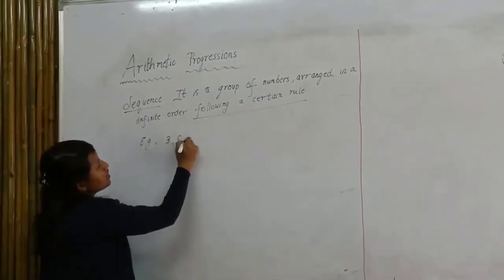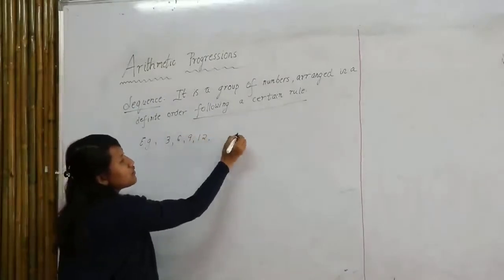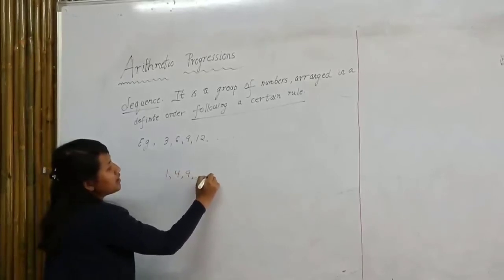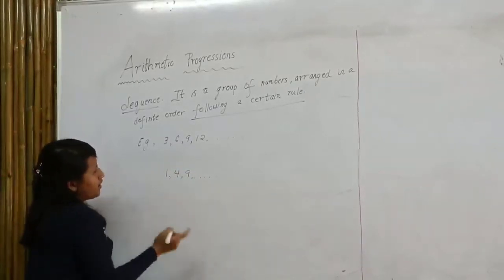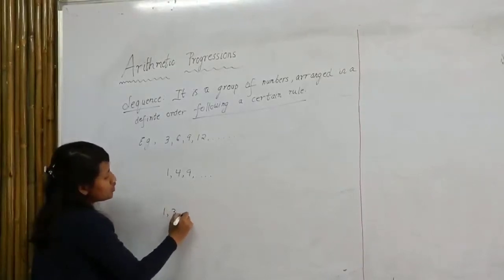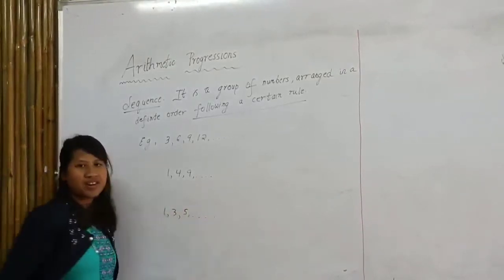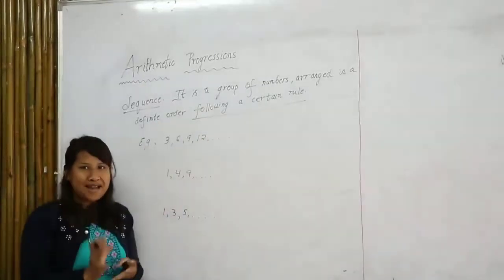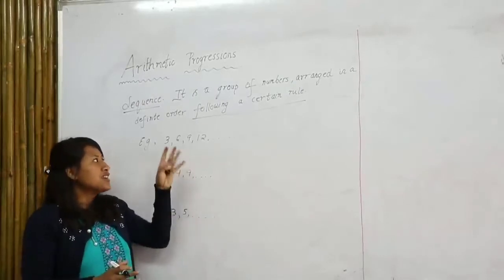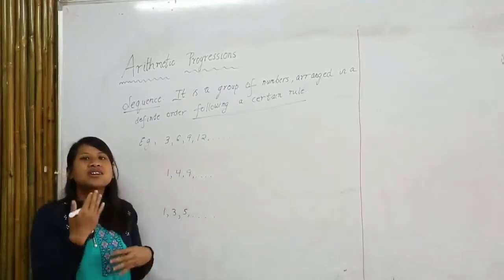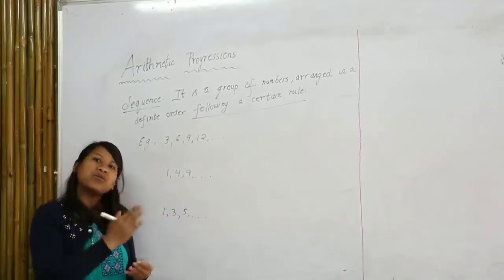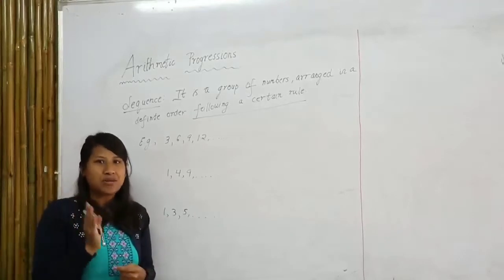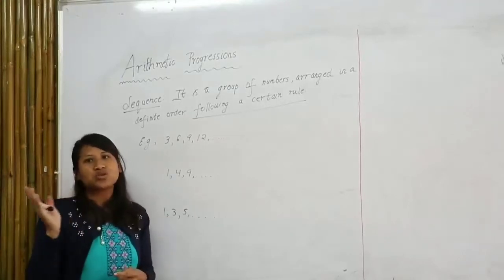3, 6, 9, 12, and so on. And we have 1, 4, 9, and so on. And then 1, 3, 5, and so on. What you have to see is you have to find the pattern, where they follow a similar behavior. That will be a sequence. But remember, it has to involve natural numbers, which are 1, 2, 3, 4, and so on.